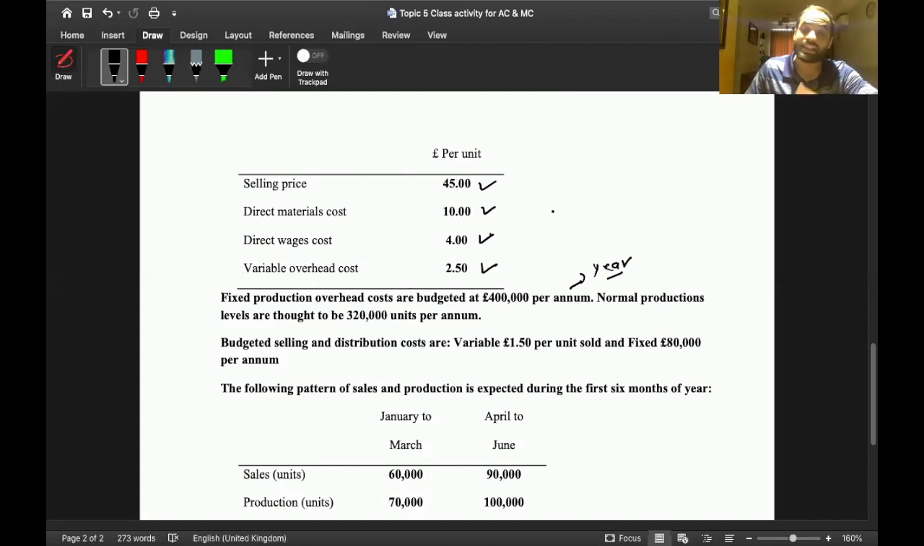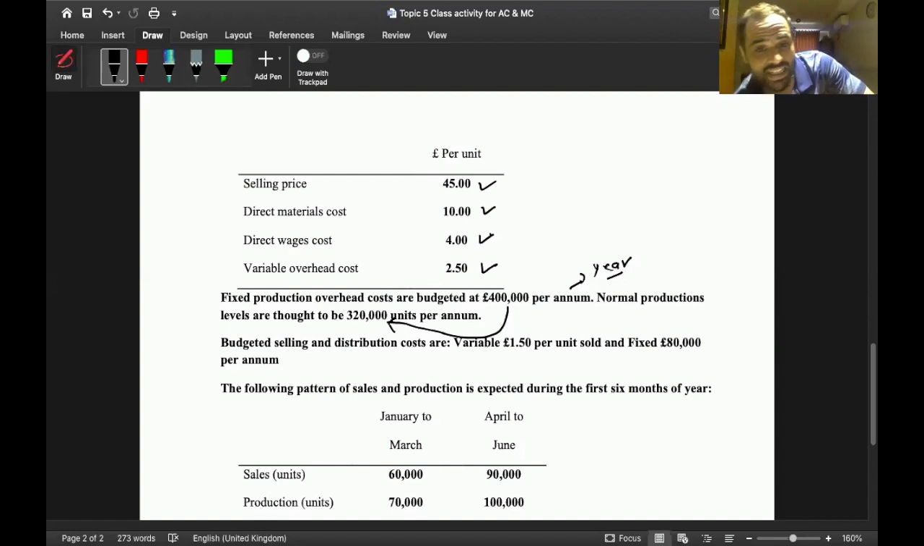So what does it mean? Same as question 1. If you want to calculate fixed overhead per unit, then 400,000 divided by 320,000. So it's going to be around 1.25, I guess. Yes, you can check. So that will be your fixed overhead per unit. Variable overheads, we already have 2.50. Don't forget to add fixed overhead per unit.